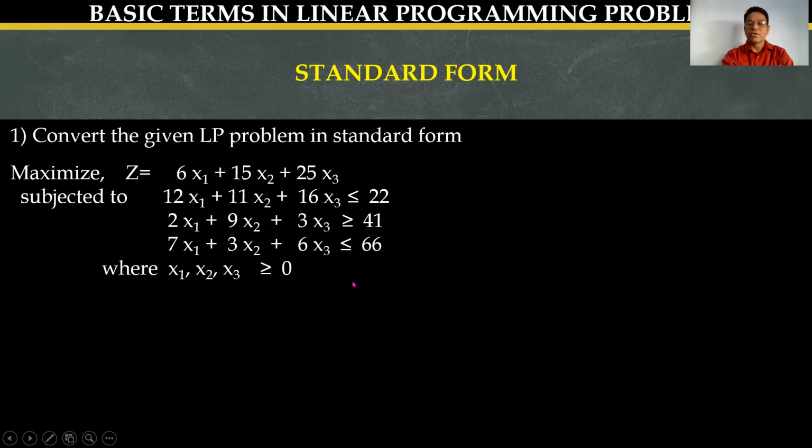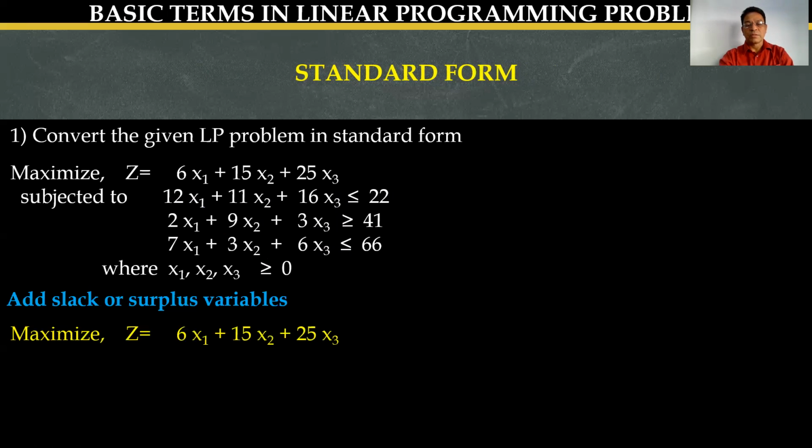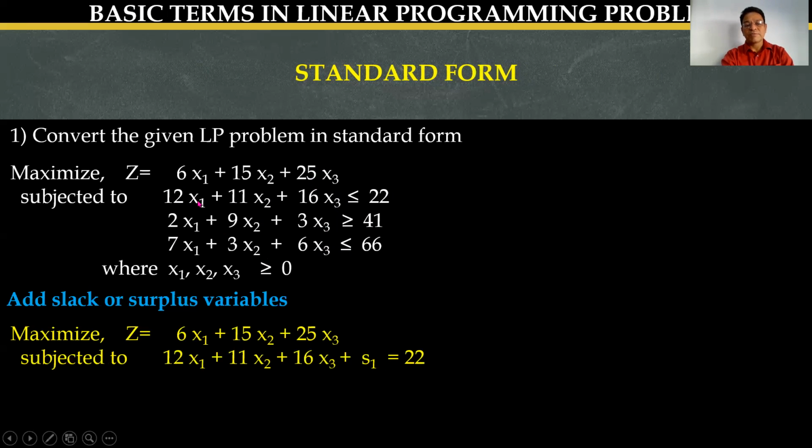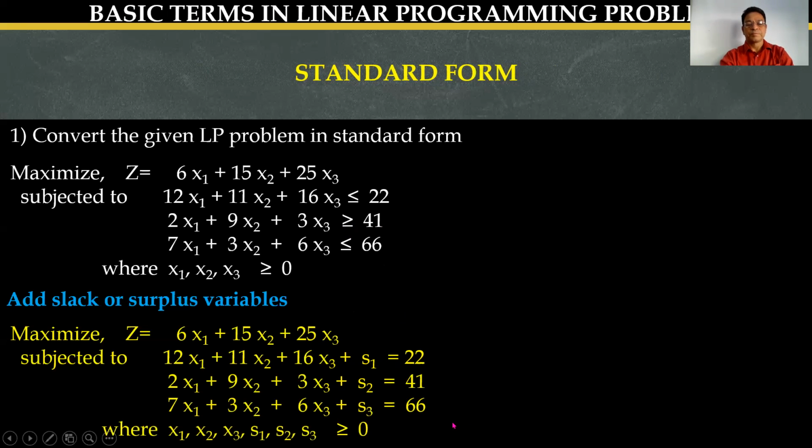The thing which we are adding is called slack, and the thing which we are subtracting is called surplus variable. So the first equation will become 12x1 plus 11x2 plus 16x3 as it is, plus s1, and this will be equal to 22. In the second, this should be minus s2, equal to 41. There is a correction here, and the third will be plus s3 equal to 66. And of course, x1, x2, x3, and the three surplus or slack variables s1, s2, s3 should also be greater than or equal to 0.